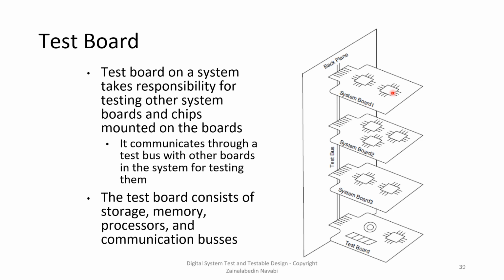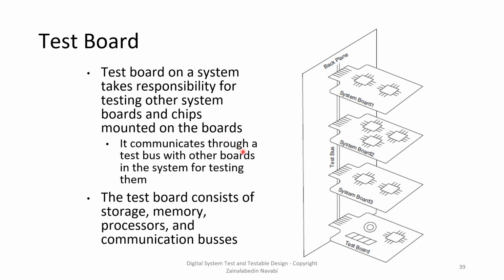So there is something called a load board in an ATE machine. We'll talk about that later. On the test board, there is something called a backplane. Backplane is typically like a motherboard in older systems, a plane where you can put multiple add-on cards. You have a backplane, and on that you can add multiple system boards. And the test bus is connecting all of them, right?